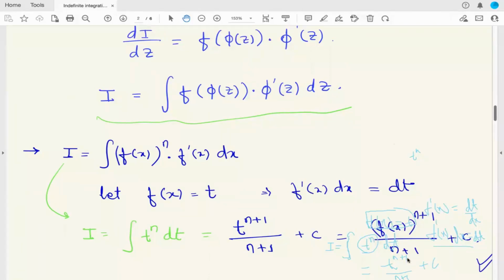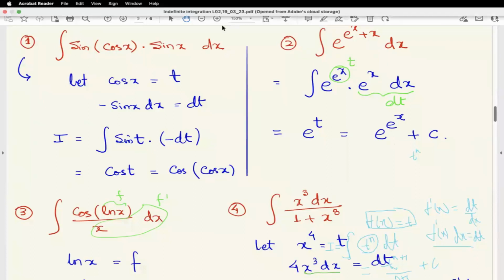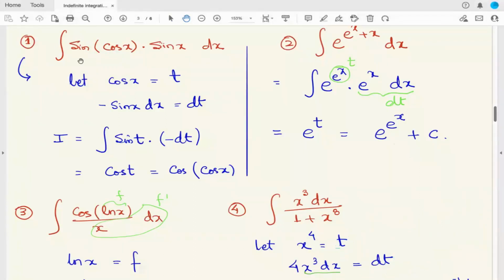And we saw many more examples here of how to approach any integrand through the substitution method. Now, look at this example. There is a complex integrand given, sine of cos x dot sine x dx. So we have to approach this integrand by the method of substitution.